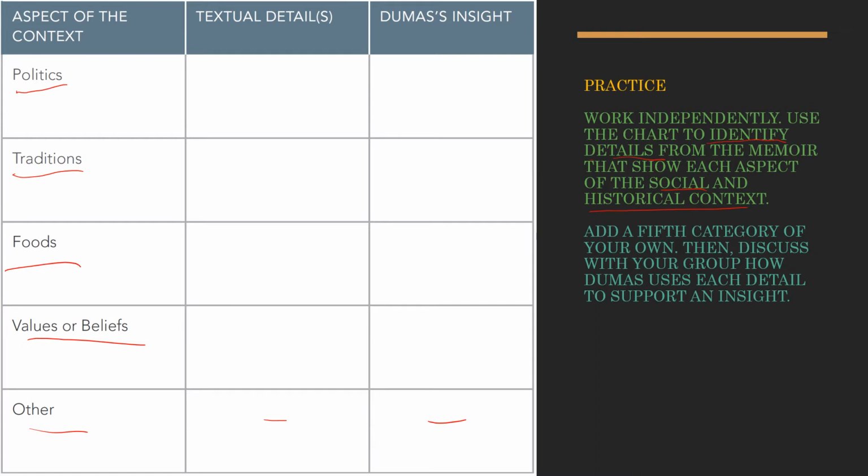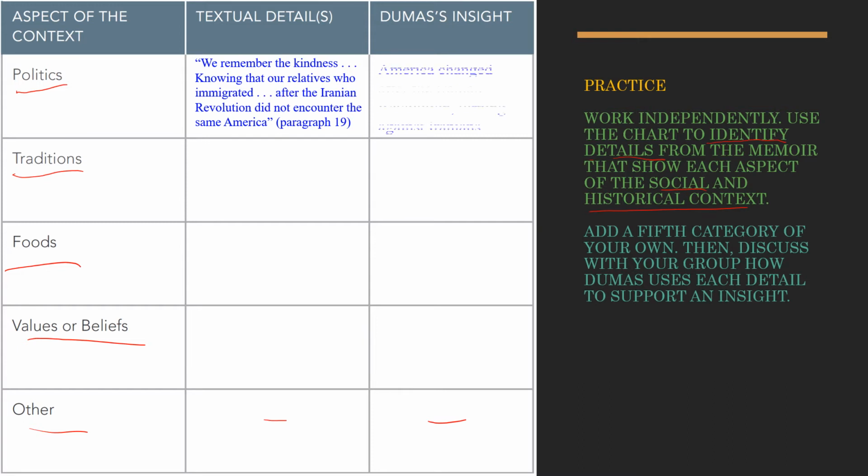All right. So for example, in politics, if you refer back to paragraph 19, you will find those details. "We remember the kindness, knowing that our relatives who immigrated after the Iranian Revolution did not encounter the same America." So here we elicit the insight of Duma as follows. America changed after the Iranian Revolution, turning against Iranians.